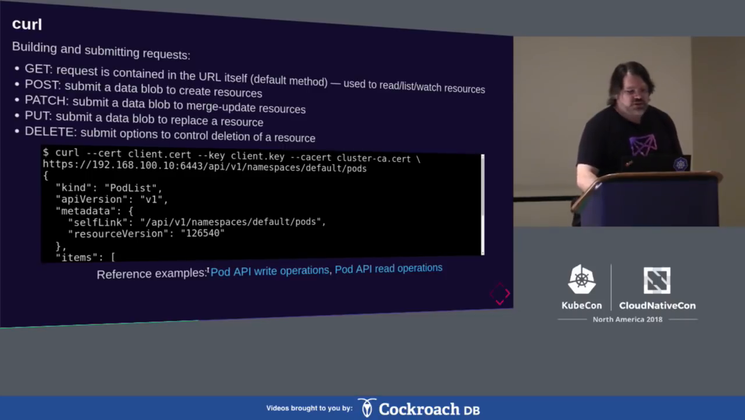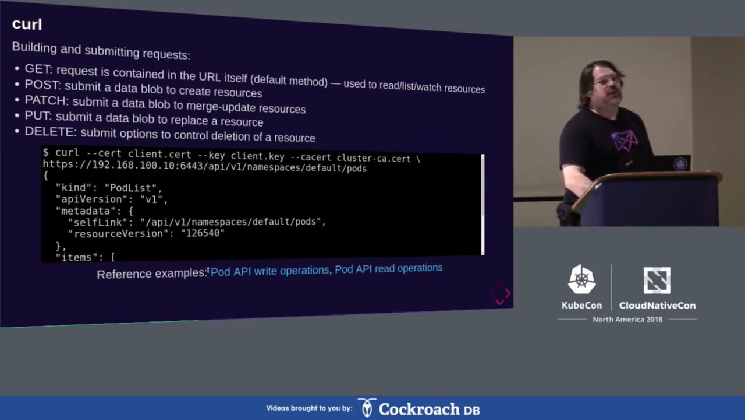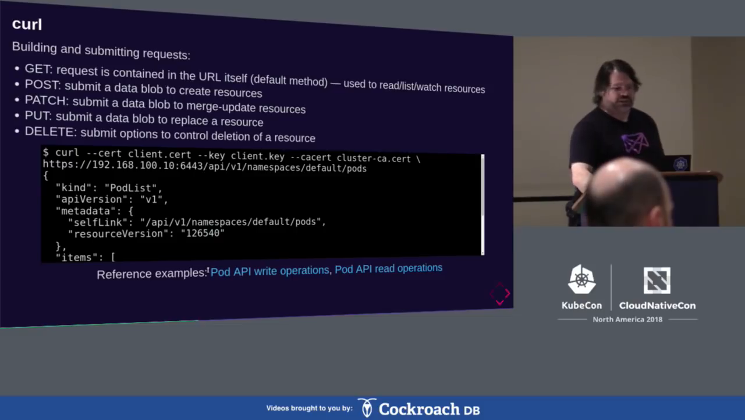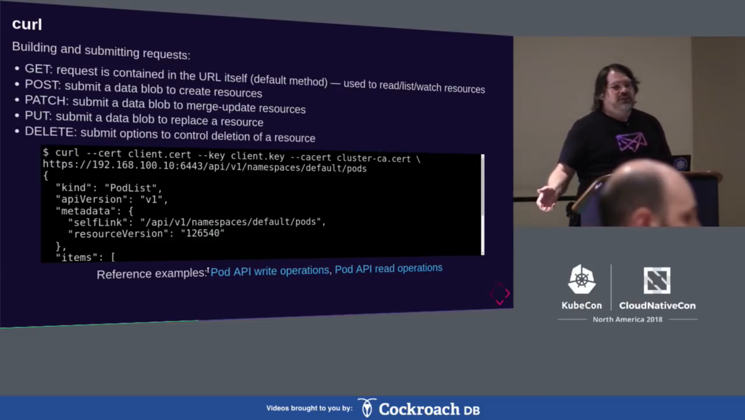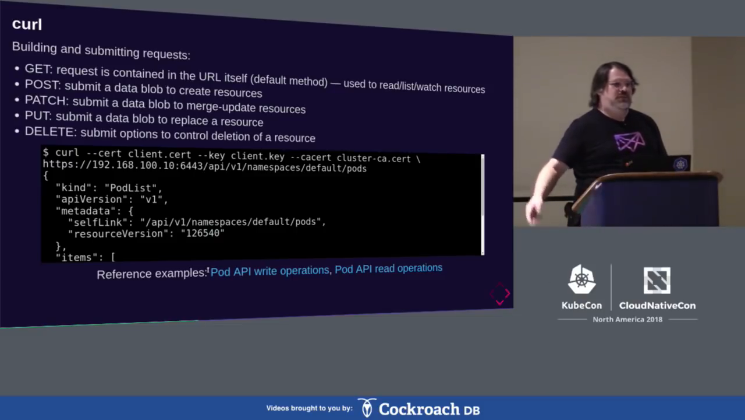Some of the things you have to pay attention to are what kind of request are you making with curl? If you're just getting info on a resource, or if you're watching or listing resources, that's a GET. You don't need to specify a method with that. That's the default method. Then if you're doing other things, you need to use a different submission method. POST creates a resource. PATCH, merge updates a resource. You give it a patch blob or manifest, and it merges that into the pod or whatever resource it is you're updating. Same thing with PUT and DELETE.